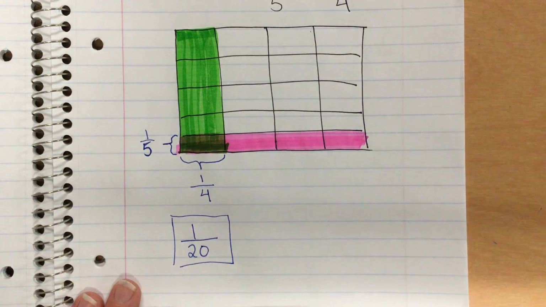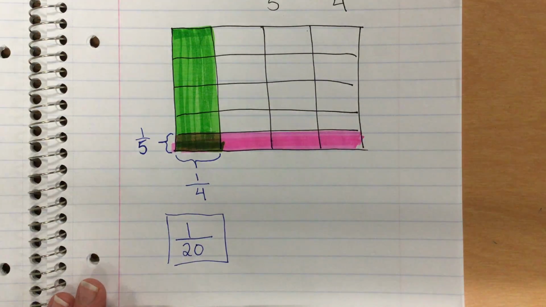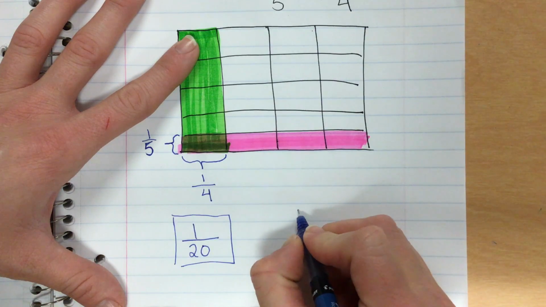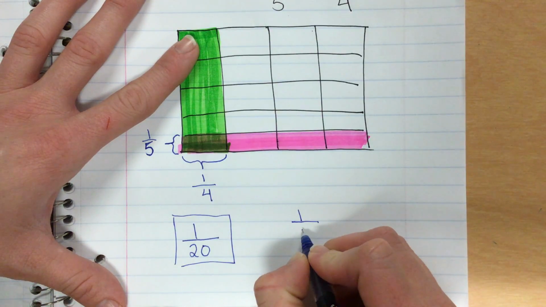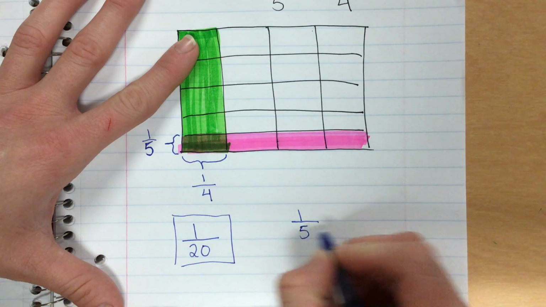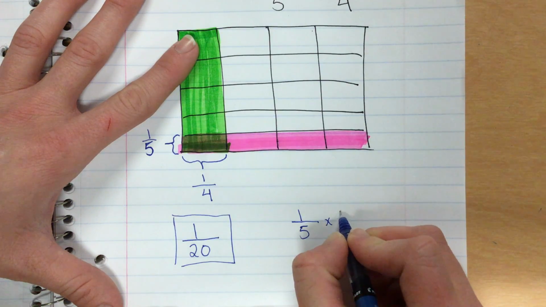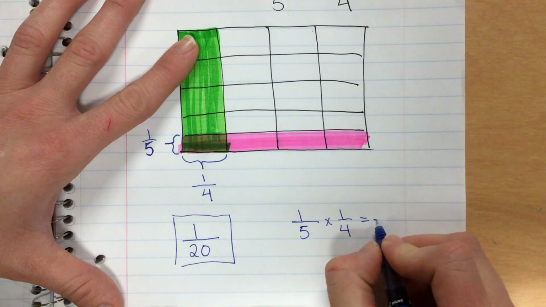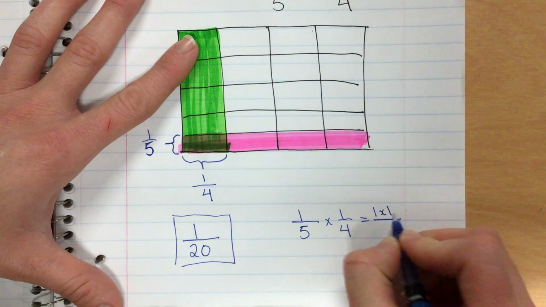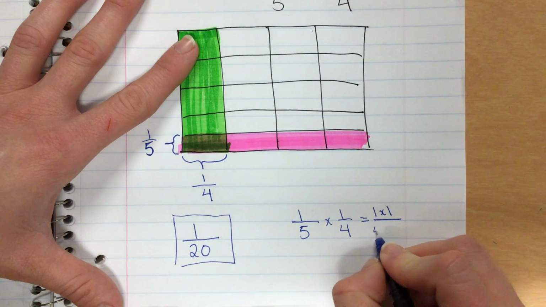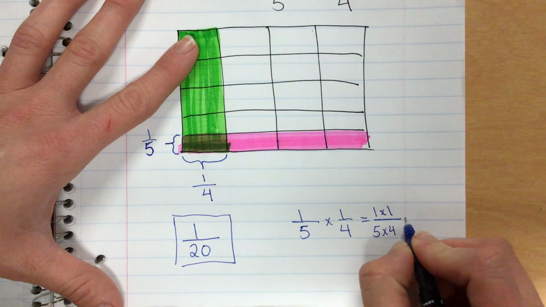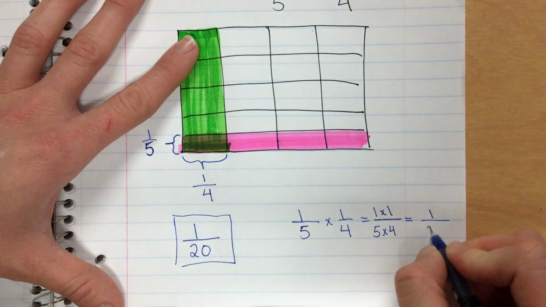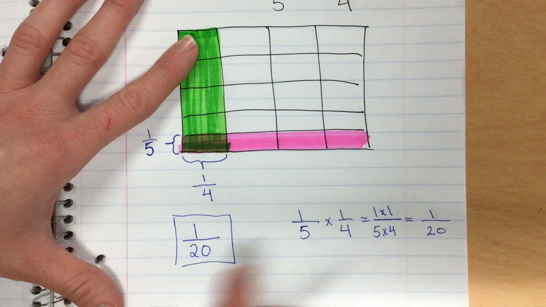If we also go back to using our actual computation, remember we learned how to multiply fractions by whole numbers. If we want to take it one step further and check our work, I know I'm going to multiply my numerators together and my denominators together. We know 1 times 1 is 1, and 5 times 4 is 20. Did we get the same answer? Yes, we did.